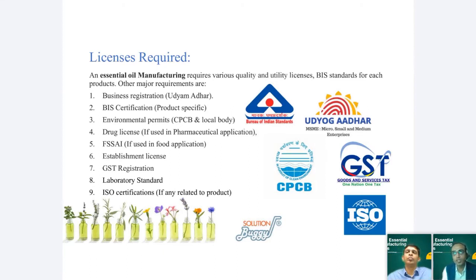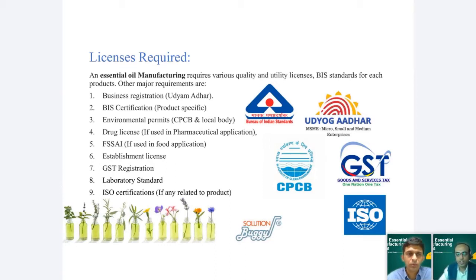There are almost 200 plus BIS certifications for different essential oil products. So these are the BIS certifications on the product side. Then the environmental permits. Where a higher amount of boilers and other equipment is used, it will require an environmental permit, from CPCB or local bodies. Even those using oleoresins as well as some of the solvents require environmental clearances before going ahead.